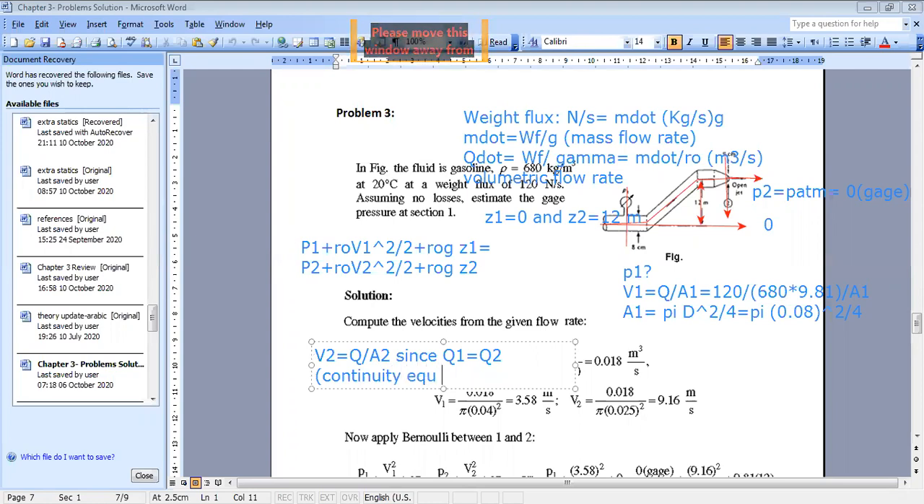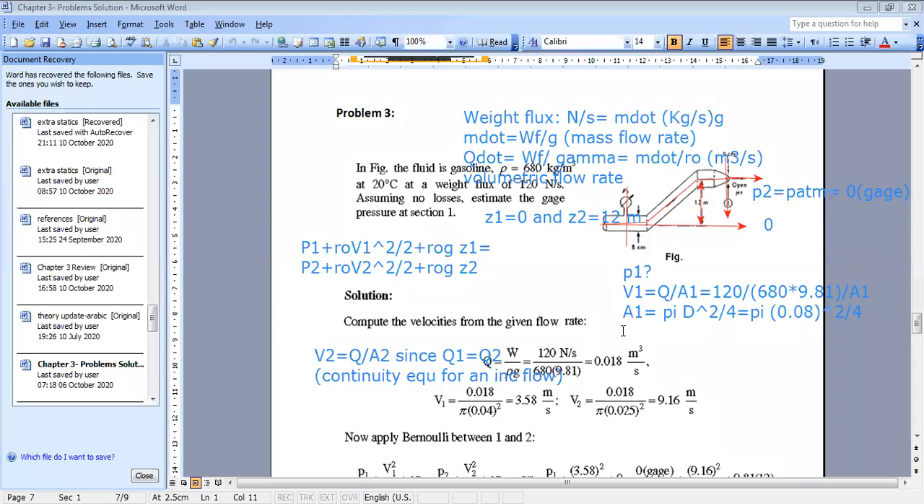Because you know the continuity equation will state what? It will state that the mass flow rate is the same. But when you have incompressible flow, rho is constant, so Q is also constant. And you can see here that at the open jet, you have a diameter of 5 centimeters. So you can calculate the area too.